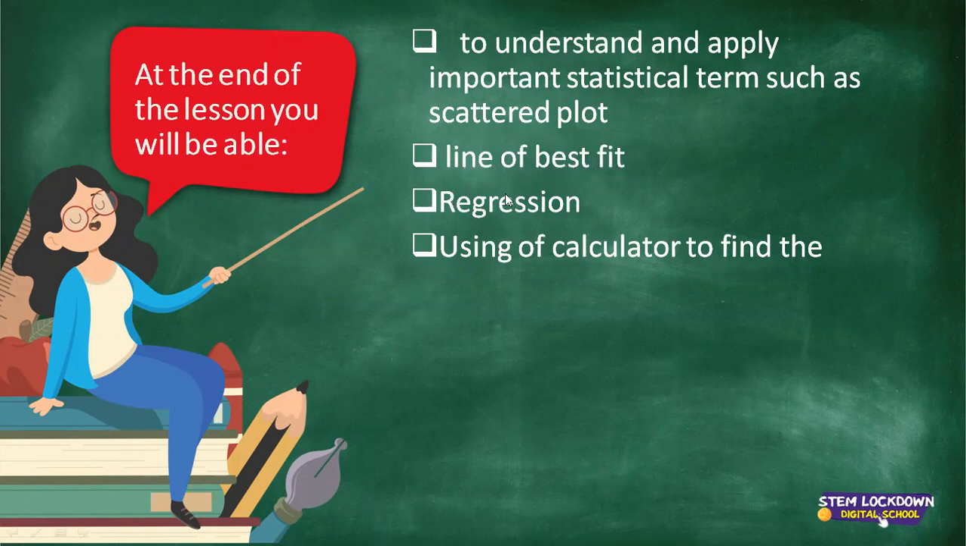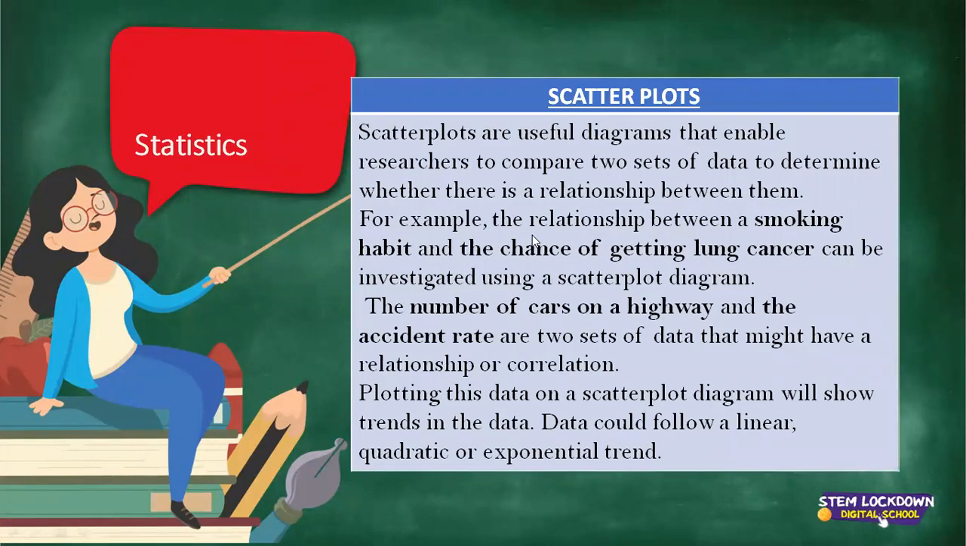Then the regression equation. You'll be able to do the least square regression equation, and you should be able to find the least square regression equation using our calculator. So, using a calculator to find the regression equation. Okay. Now we'll start off with the scatter plot.